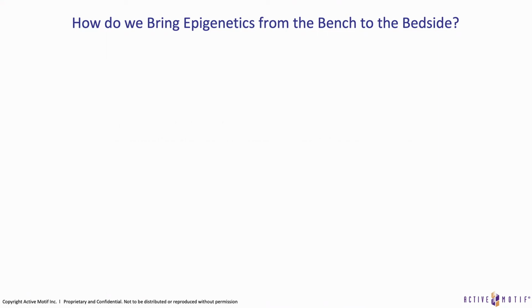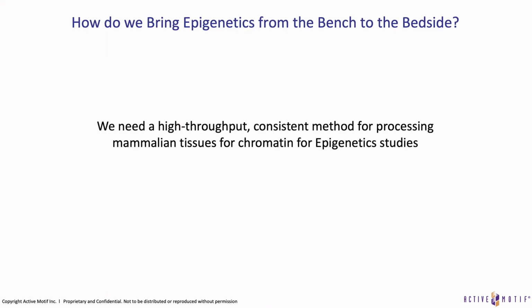That's the major focus here. And we need a high throughput, consistent method for processing mammalian tissues for chromatin for epigenetic studies. We need to know that we can do it quickly, the first time, and correctly every time, so that we can make the most of these precious samples.